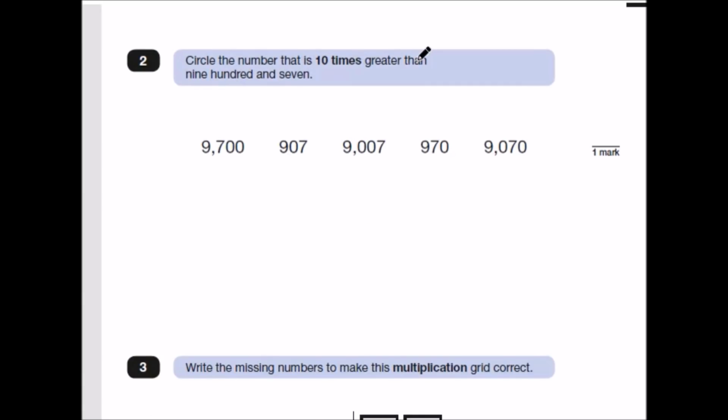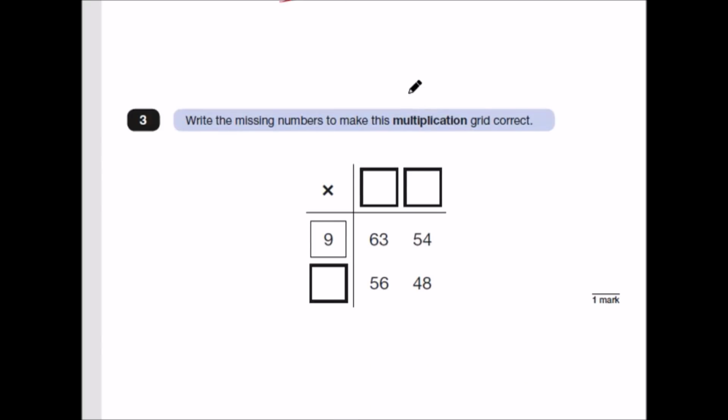Number 2, so circle the number that is 10 times greater than 907. So 907 looks like this. If it's 10 times greater, all we literally do is pop a 0 in. So this is the number we want. And where is the number here? Well, it's this one. It's the very last column.